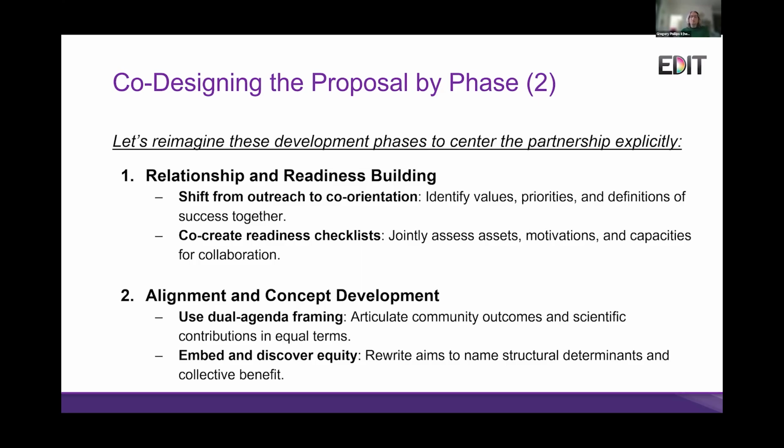Another thing you can do is co-create readiness checklists. We think about a lot of times in the academy about how we do technical assistance, how we do capacity building for communities to make sure that they are ready to engage in research.